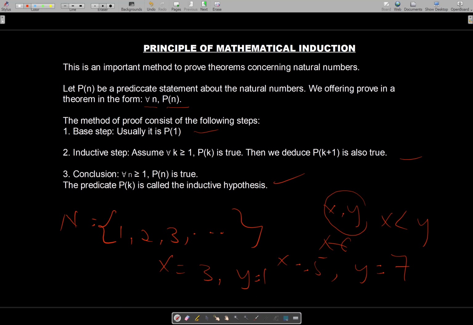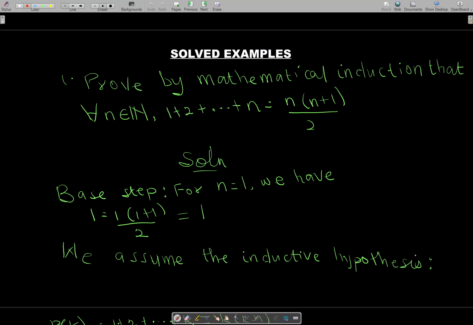Or you can assume k such that k is greater than or equal to 1, and we say that if P of k is true, then the next step, which is P of k plus 1, is also true. That's the inductive step. Let's solve some examples. So this is the first question. We are to prove by mathematical induction that for every natural number, the series 1 up to n is equal to n multiplied by n plus 1, divided by 2. That's what we have on the right hand side.